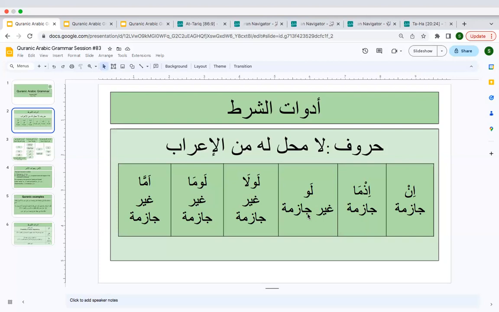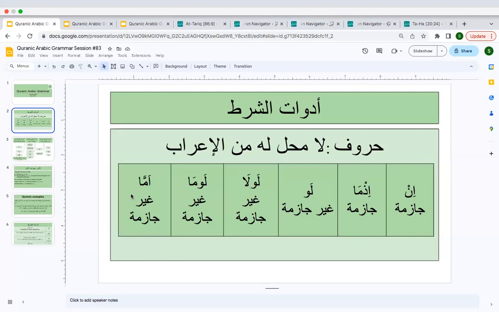so that whenever you are reviewing everything, you have it handy that there are certain haruf that can be used as advatu shart. They set a conditional sentence, and among the haruf, there are some that are jazima, and then there are others that are ghayr jazima. So the ones that are jazima, that makes mudare majzoom after them, are in and idha, and the rest are all ghayr jazima, and they include law, lawla, lawma, and amma. And we have learned some details about each and every one of them. So keep that in mind.